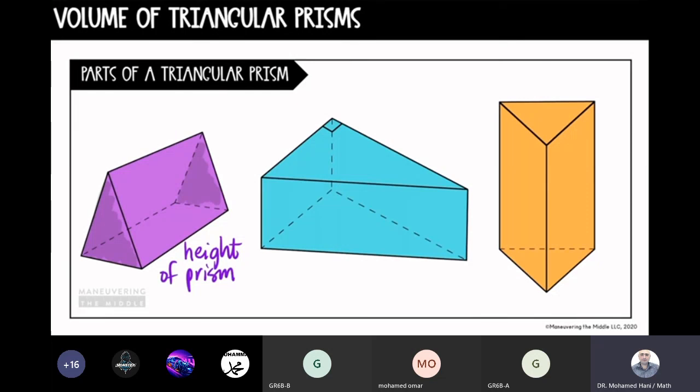In the aqua figure, it's a little bit different. We identify and find the triangles, the two bases that are parallel and congruent. I will shade it like this. So in this case, the aqua figure is actually sitting on the base, and the height of the prism is represented right here at h, and that represents the height of the prism. In the orange figure, we have a similar situation where the prism is sitting on the triangle. So those are my bases, and my height is going to be represented right here.